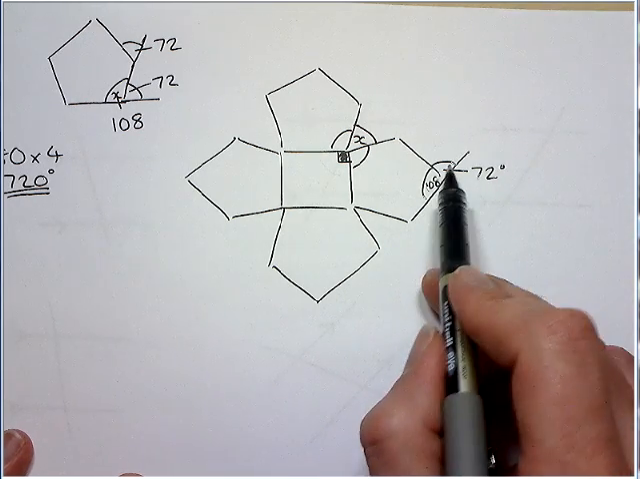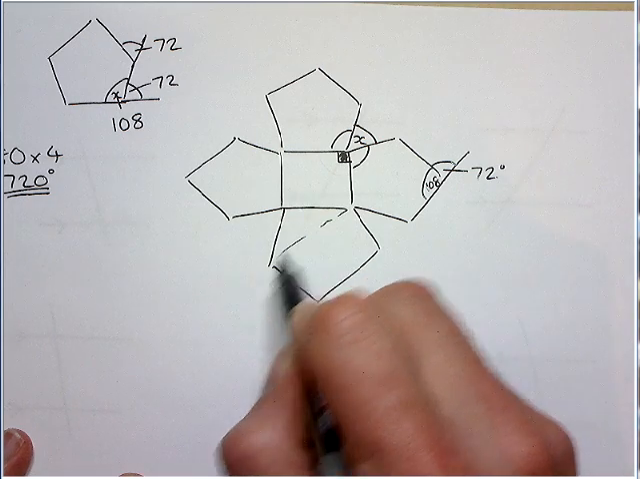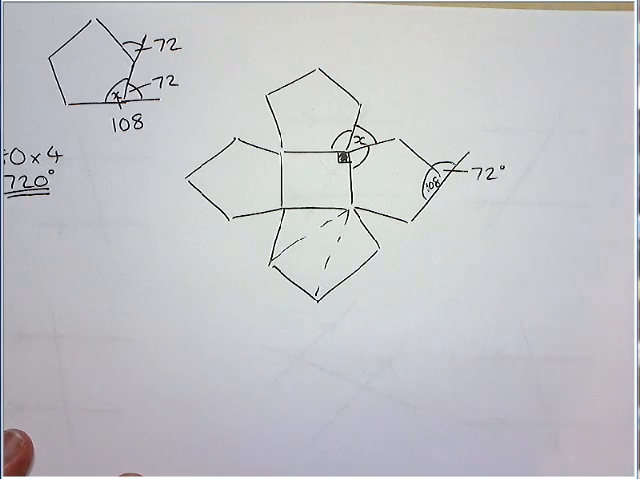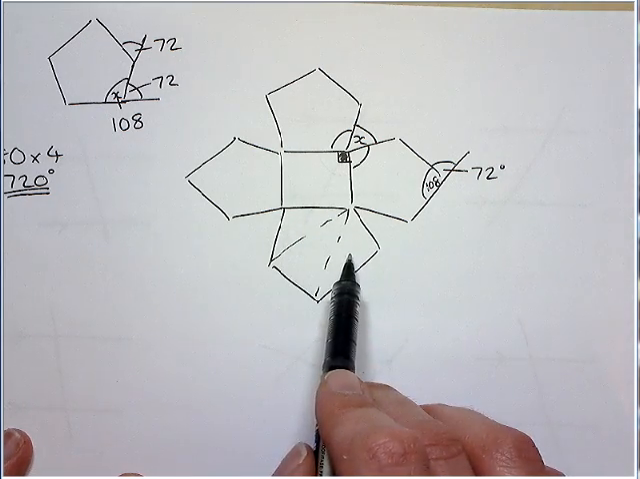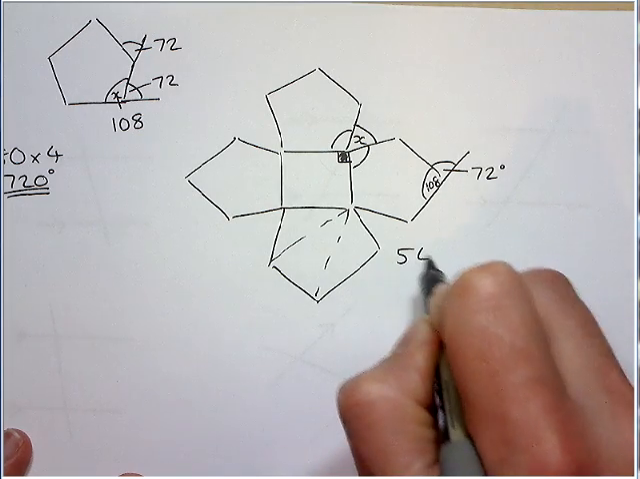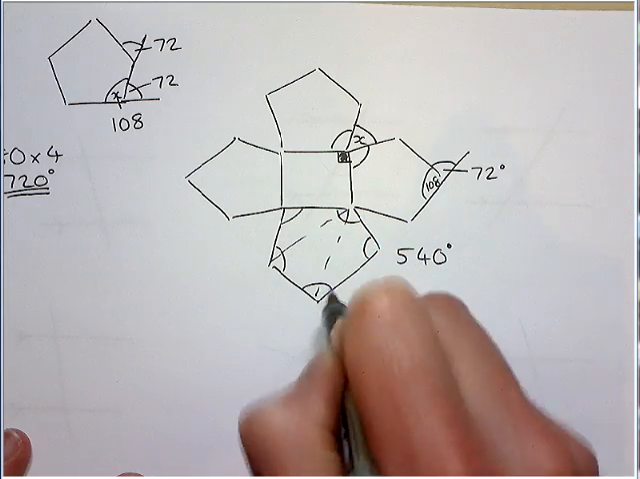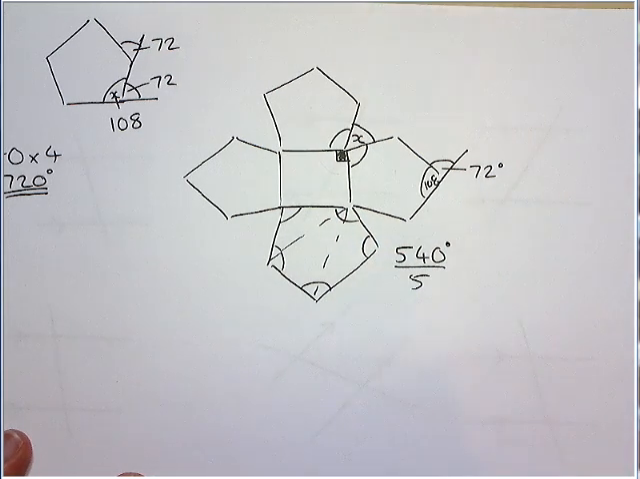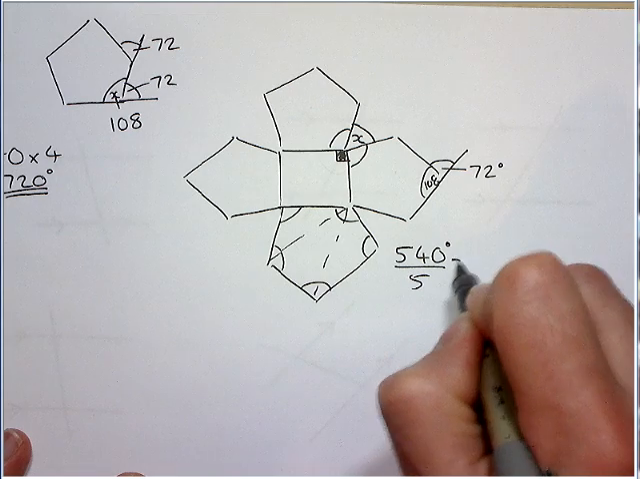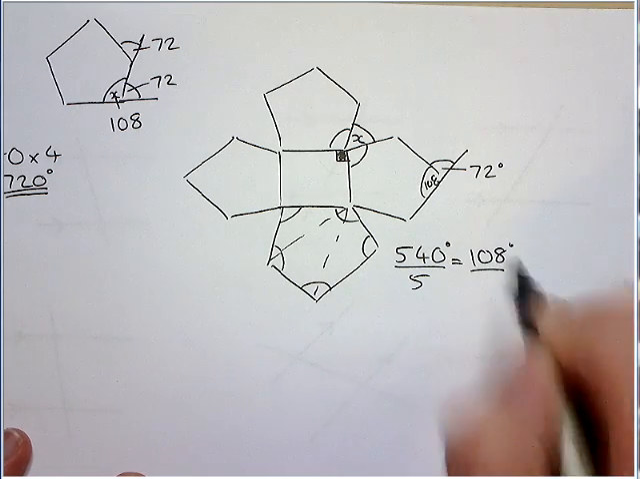If you didn't remember to do that, what you could do is work out that in a pentagon there are 3 triangles. That means the total is 540. Because it's regular, all the interiors have to be the same. Because there's 5 of them, we divide by 5. And that's the other way of getting 108.